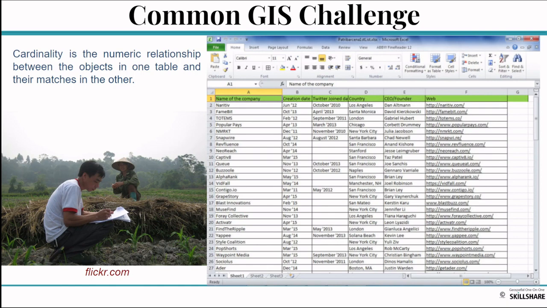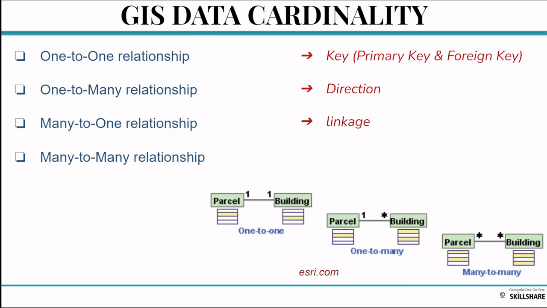So we'll go a bit deeper into these cardinalities. First of all, in GIS data cardinalities, we are talking about one-to-one relationship, one-to-many relationship, many-to-one relationship, and many-to-many relationship. These relationships are basically between one table and another table. So there are two or more tables, and they have a relationship. However, they are not in the same data or the same database, and so you want to find a way to merge them.